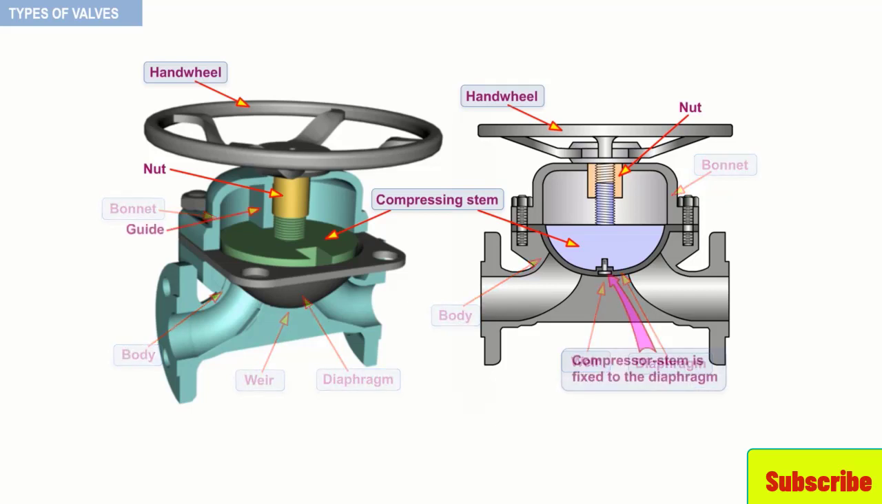In this arrangement, the hand wheel is positively locked with the knot. The compressor stem screws into the knot and is fixed to the diaphragm at the compressing end. The compressor stem traverses along suitable guides in the body. Therefore, when the hand wheel is rotated, the knot also rotates and the compressor stem moves up and down.